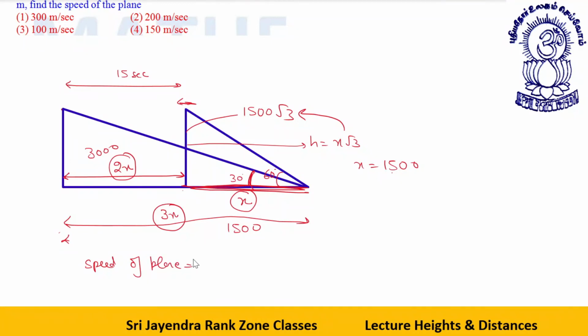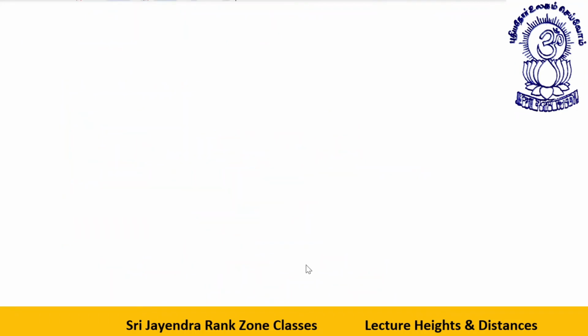Speed of plane is equal to 3000 meters in 15 seconds, or 200 meters per second. If you need to convert it into kilometers per hour, you will multiply it by 18 by 5. This is being asked, so this is 200 meters per second. Quite easily done. Let's take the next question now.